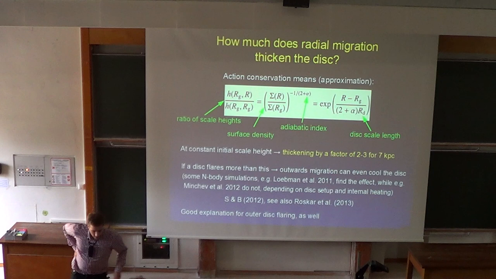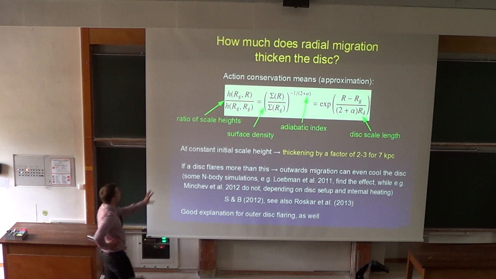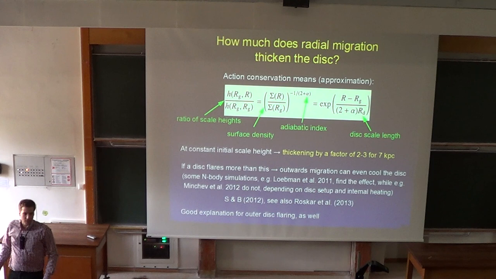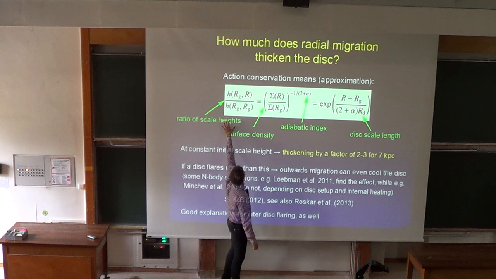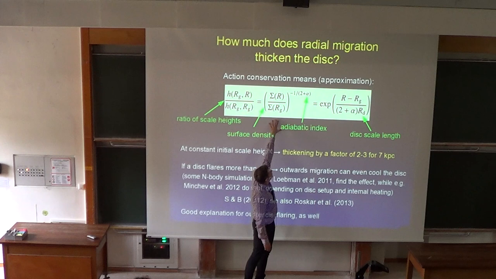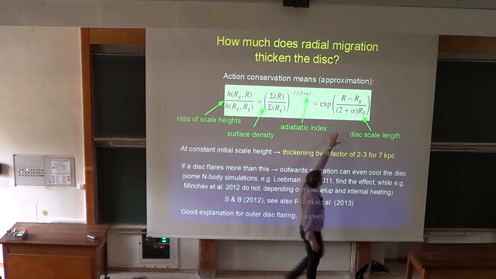This is just an analytical equation. The only thing that you have to take from this: when you bring the disk stars up to the outer disk, you have something that is called adiabatic expansion, when the action is conserved, and you see that the scale height of the disk increases according to the surface density times the shape factor for the potential. And this then gives you an exponential increase throughout the disk.